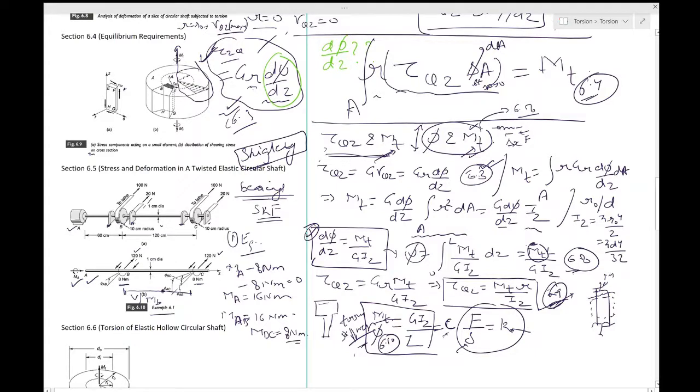In this segment BC, the twisting moment would be different than in this one. Once this is done, that's the first step. Can you figure out really why MBC should be 8 Newton meter? You should take a pause and figure that out. Why is the MBC 8 Newton meter?